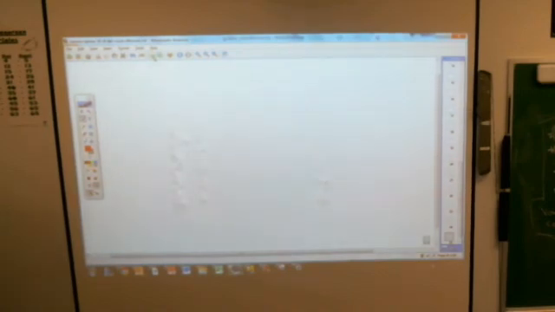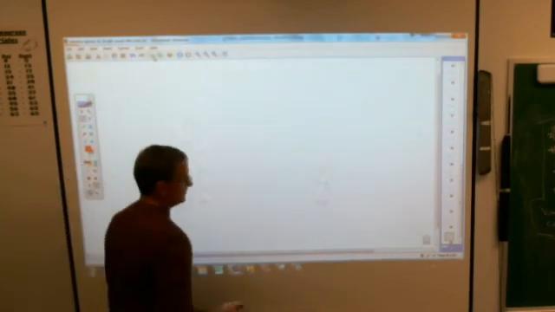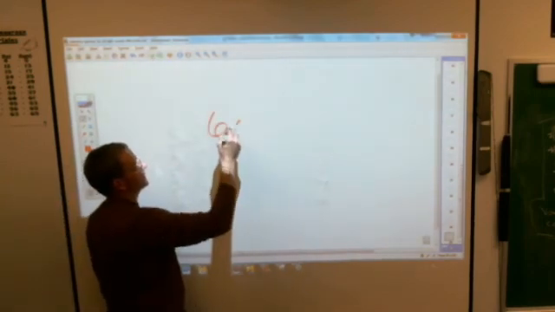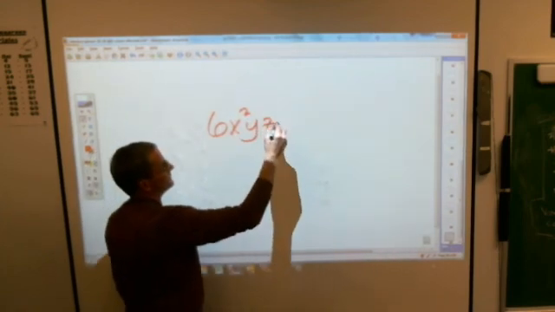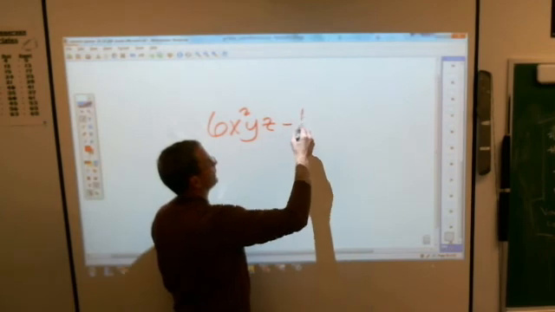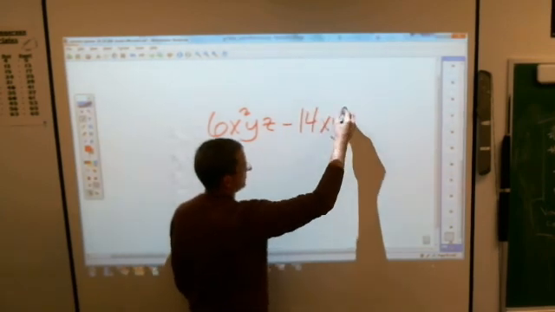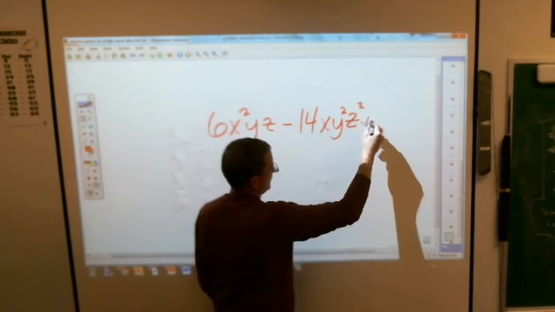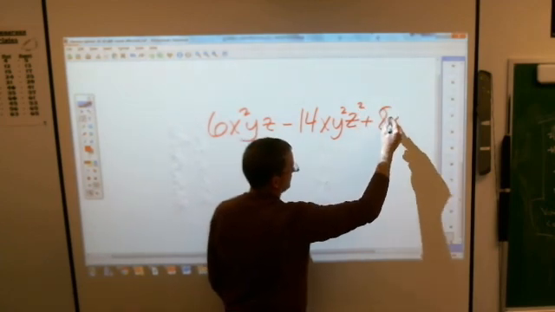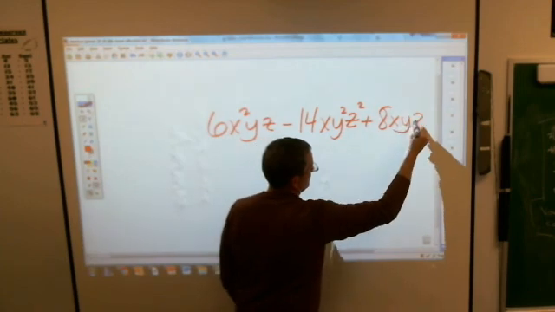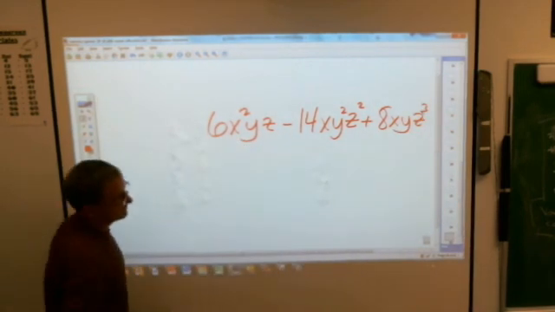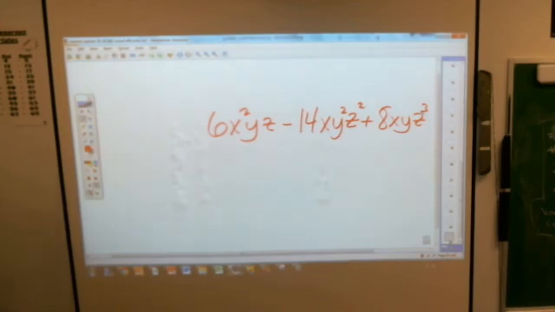Here, let me give you one. How about this? Should I give you one that has 3 terms in it? Yeah, let's do that. Give us the hard one. 6x squared yz minus 14xy squared z squared plus 8xyz cubed. This is actually not that hard. Not if you can count, Jackson.